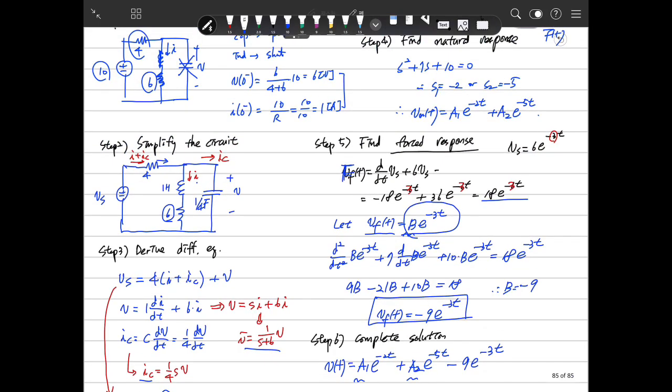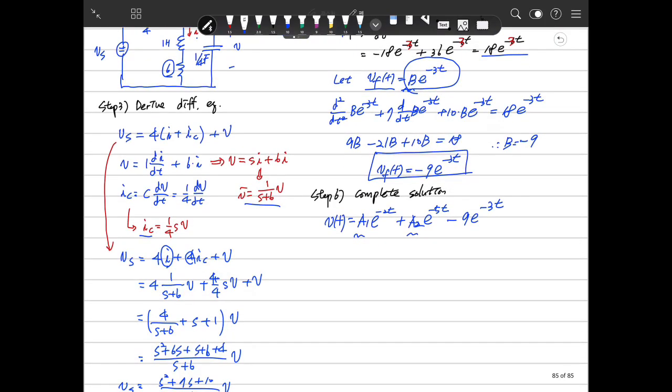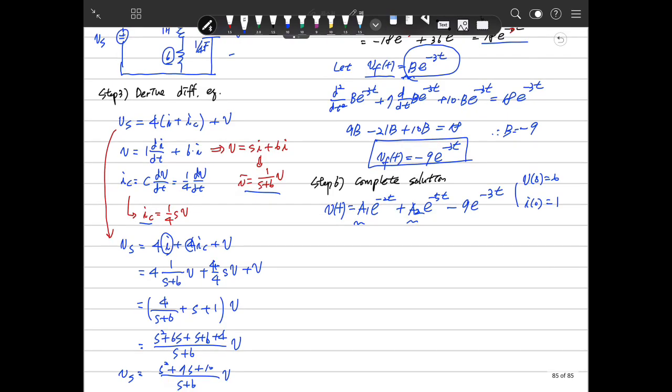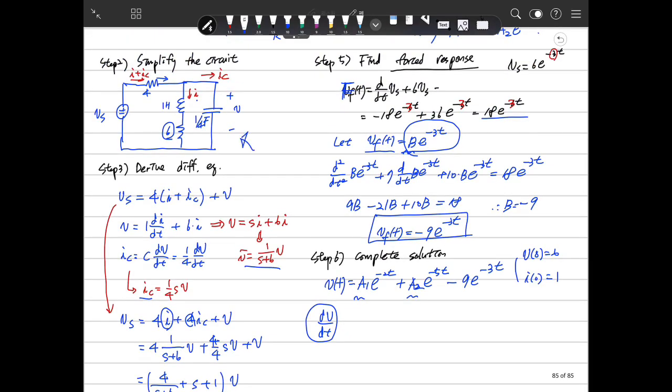The initial condition is here. What is that? V0 is 6 and I0 is 1. So V0 is 6 and I0 was 1. At first we need to know the dV/dt. So to get here, we need to derive that variable from this second equation. How can we get there?